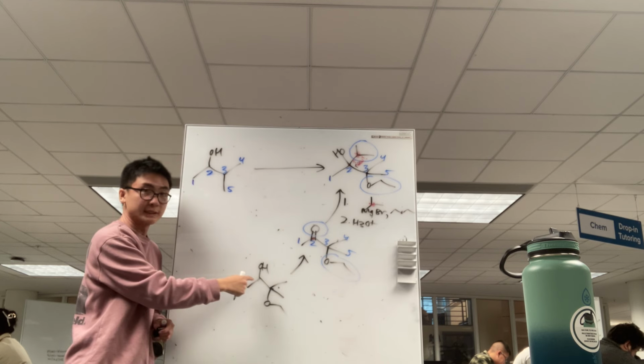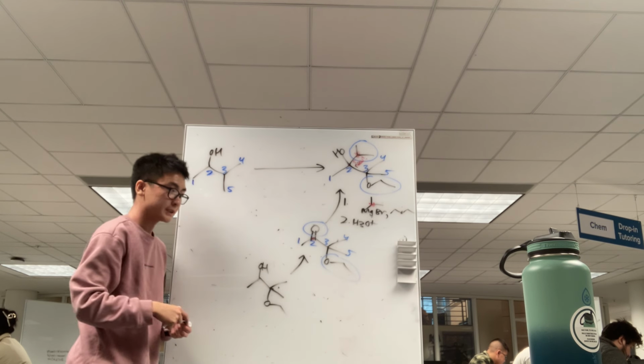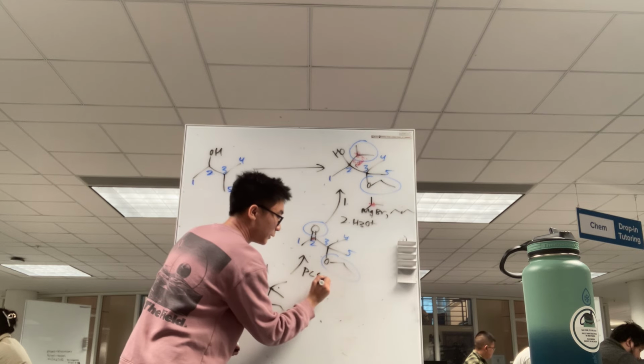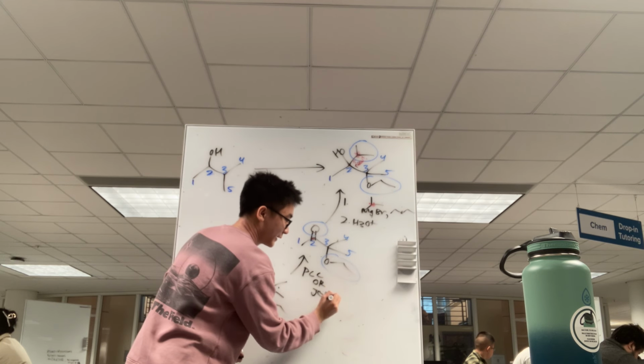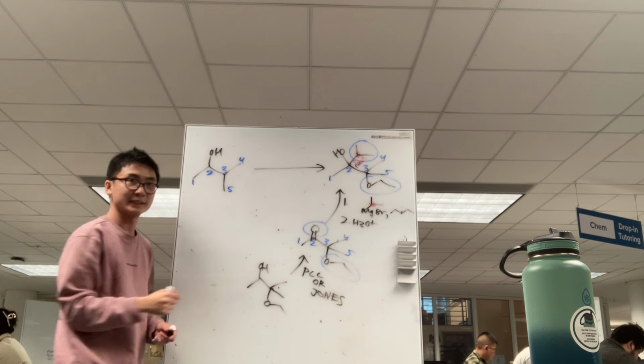And what kind of alcohol is this? Primary, secondary, or tertiary? Secondary. So what kind of oxidizing agent do you want to use? Does it matter? No, it doesn't matter. You can use PCC or you can use Jones. It doesn't matter. Any kind of oxidizing agent would oxidize the secondary alcohol into this ketone.